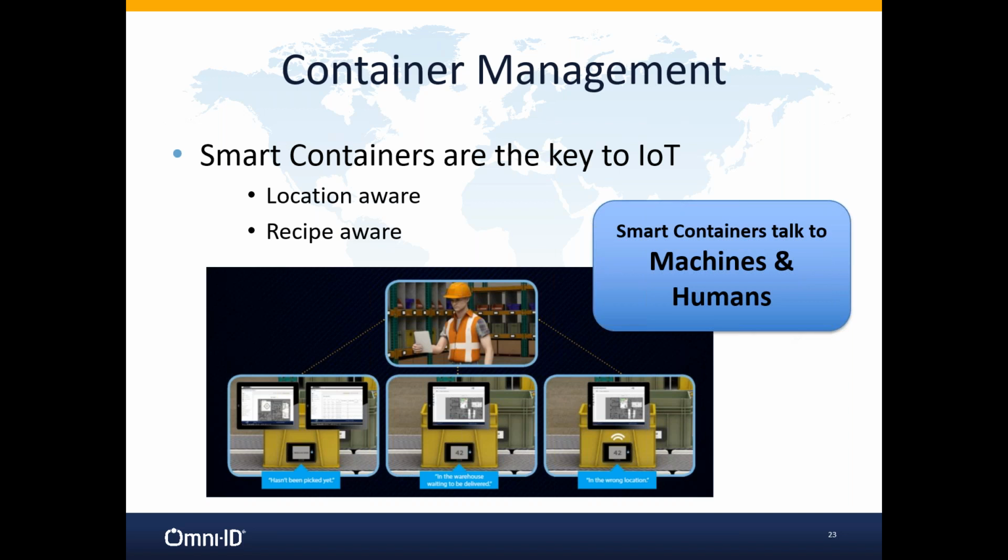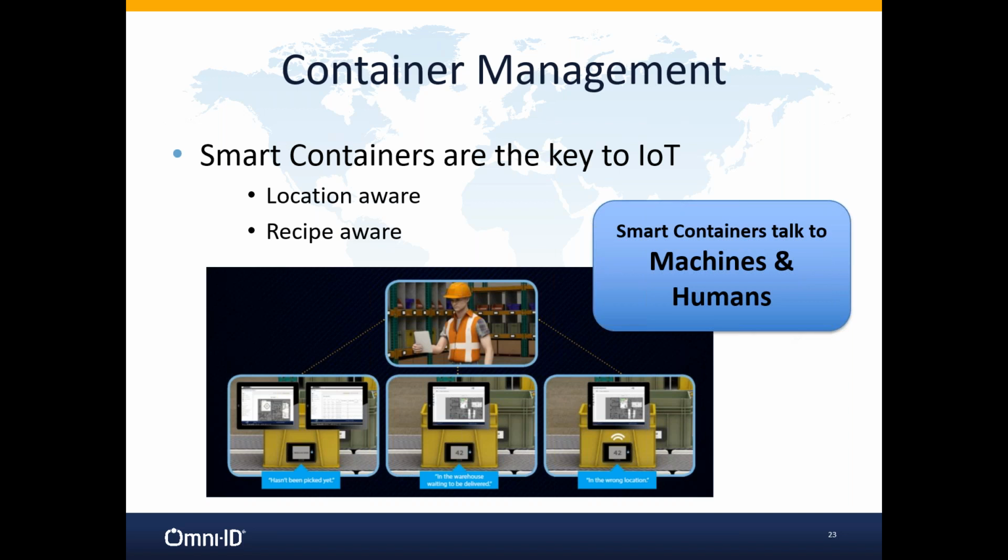So the material can become aware that it hasn't gone to step 2 yet, so it can't go to step 3, and it can signal different machines and humans that it's in the wrong place or in the wrong order. By its location, it can know what it should be displaying in terms of instructions. It can be signaling the cobot or the AGV what to do with it. And it can give real-time feedback to its process owner, the MES system or the material flow system that it's in. So smart containers talk to machines and humans, giving them real-time instructions, real-time location, and real-time state: where am I in my recipe at any given time.